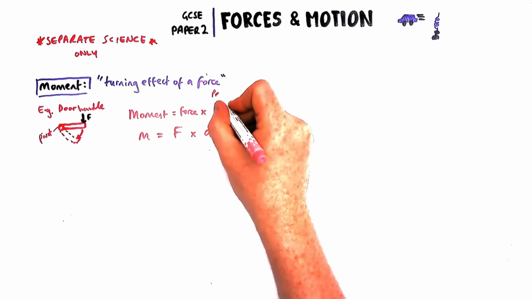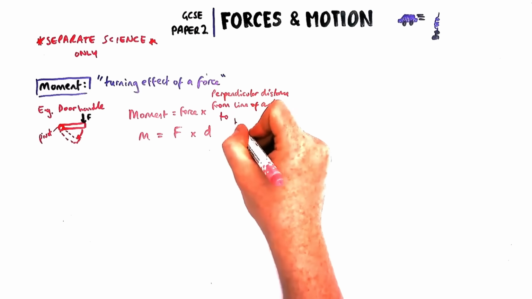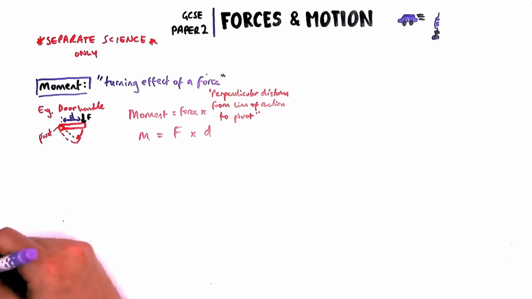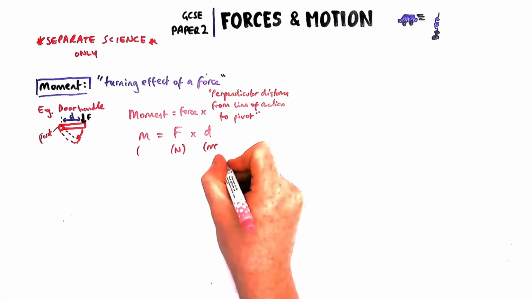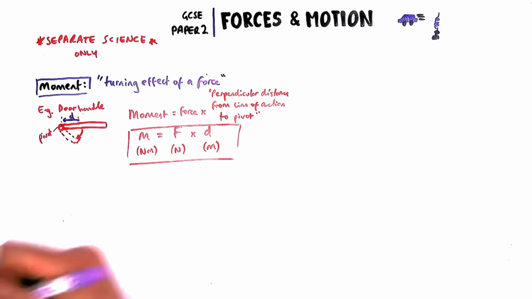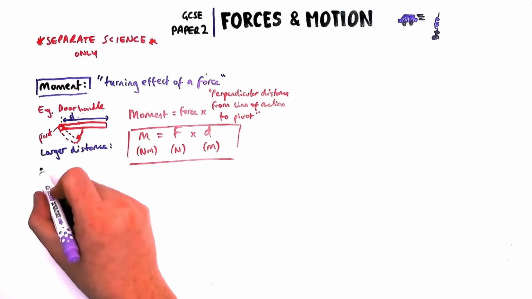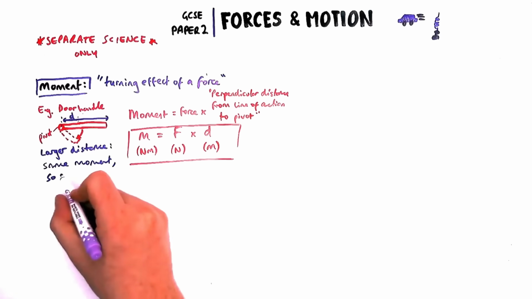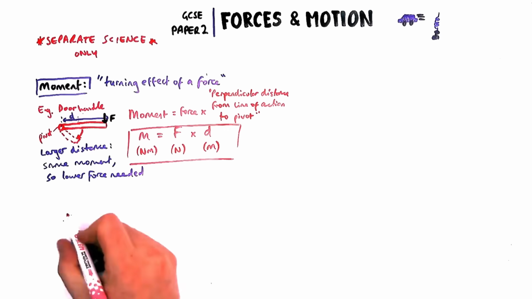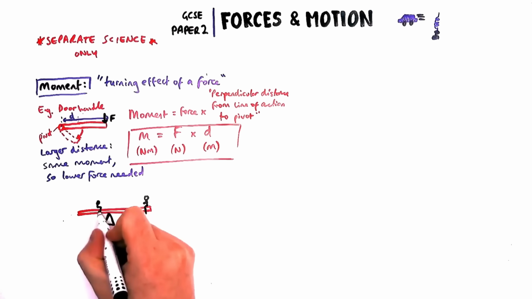The moment can be calculated by multiplying the force by the perpendicular distance from the line of action to the pivot. That's given by d on your equation sheet, but it's important to know d is the perpendicular distance from the line of action to the pivot. Now, if I was to make the distance of the door handle larger, for the same moment I can apply, that means I will actually need a lower force. So the moment to open the door wouldn't change, but because I've got a larger distance, a larger door handle, I would need a lower force. So make sure you can use this equation to explain different things in different situations.